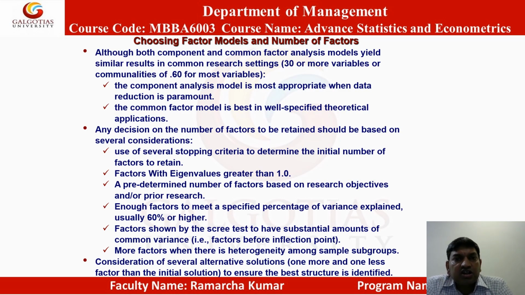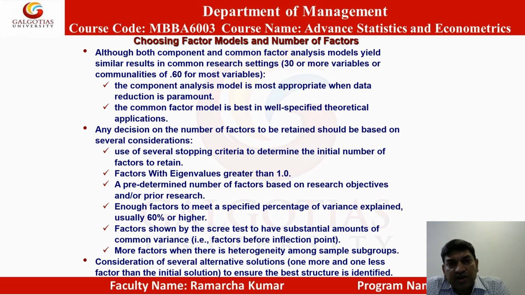Choosing factor models and number of factors. Although both component and common factor analysis models yield similar results in common research settings, with 30 or more variables or communality of 0.60 for most variables, the component analysis model is most appropriate when data reduction is paramount. The common factor model is best in well-specified theoretical applications.